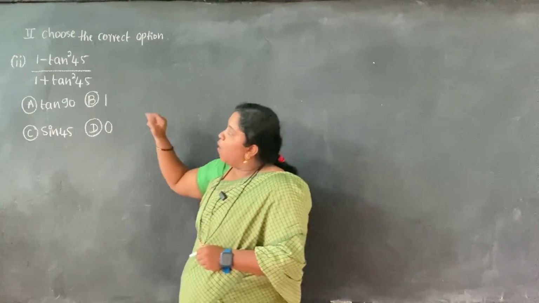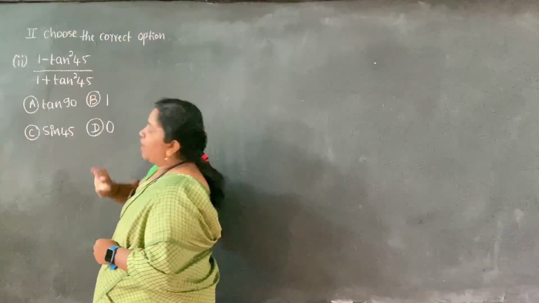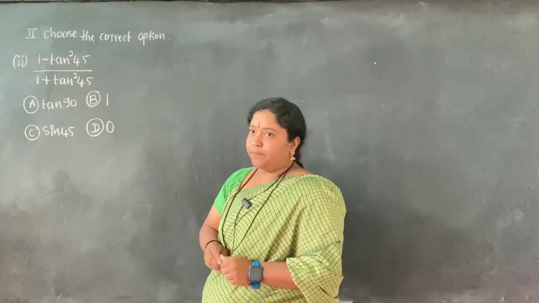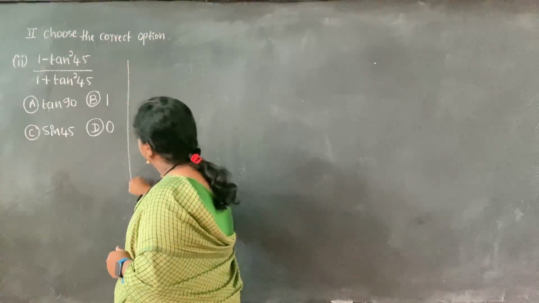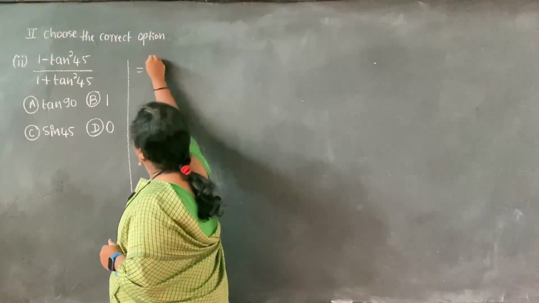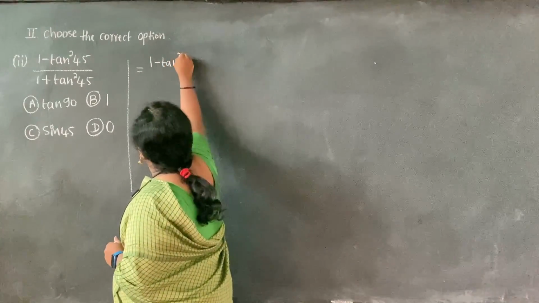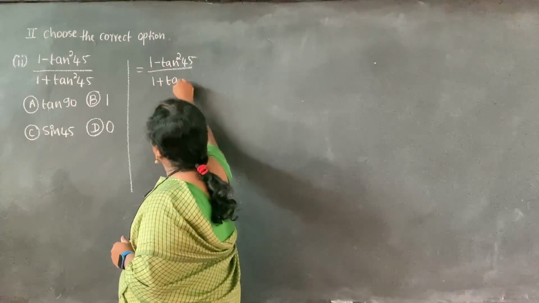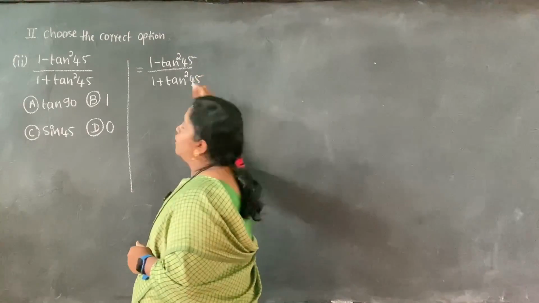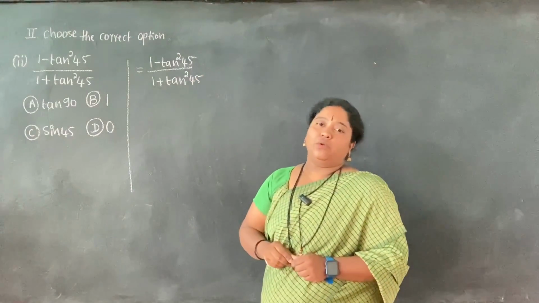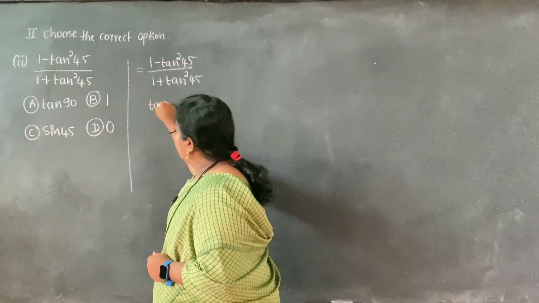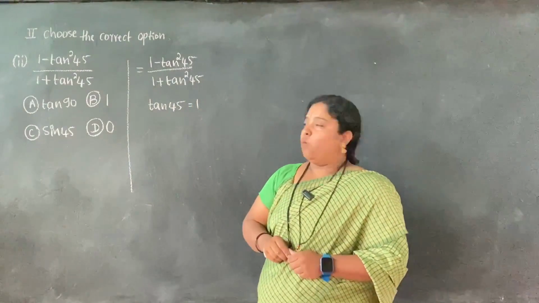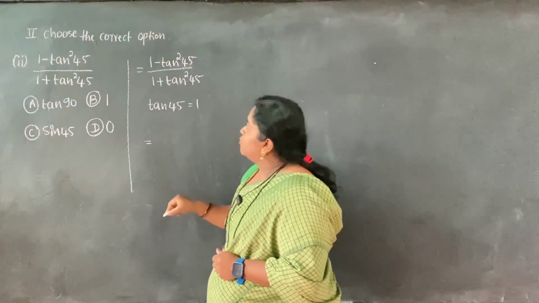Next question is 1 minus tan square 45 divided by 1 plus tan square 45, and options are provided. So we'll simplify here. So let me write the question here: 1 minus tan square 45 divided by 1 plus tan square 45. And do you remember the value associated to tan 45? You have to remember tan 45 value is nothing but 1. So if I substitute, what am I going to get?